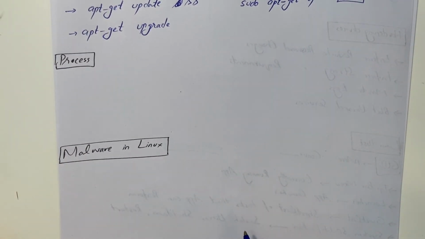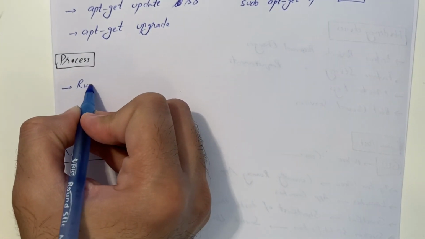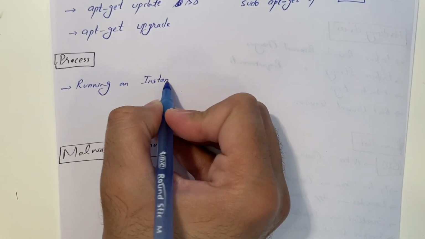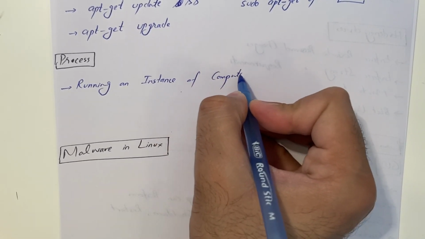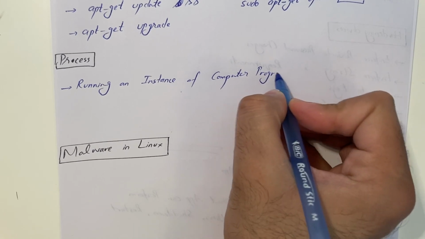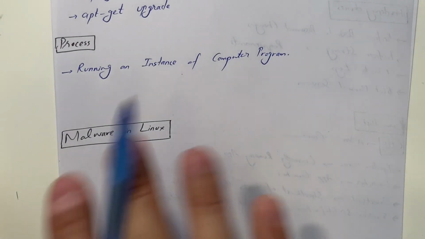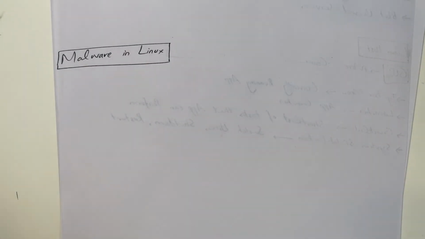We already talked about processes in the last class. A process is basically a running instance of a computer program. When you run a program, multiple processes execute together. Sometimes one process is running at a time. So running an instance of a program is called a process. I don't want to spend more time on that. You can watch the previous video if you want to learn more about processes.